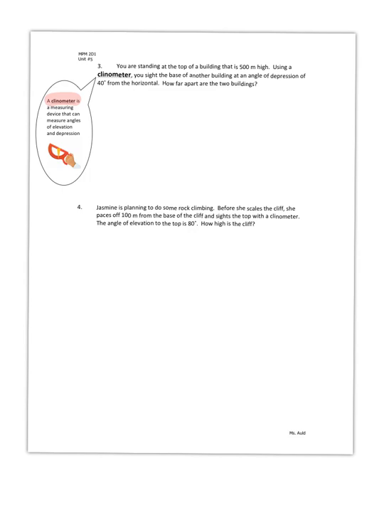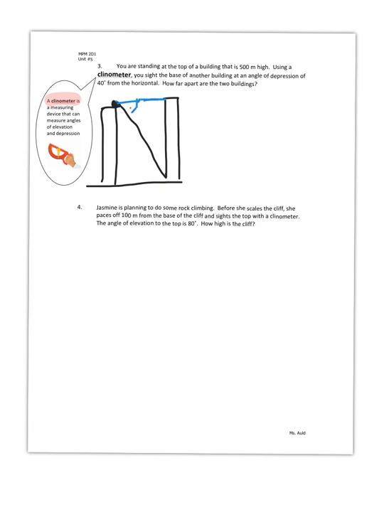It says you're standing at the top of a building and you are 500 meters high. So here's the building and here's the ground, and you're up here. You're using the clinometer. You sight the base of another building. So here's another building, and you're looking down at the base of it at an angle of depression of 40. The way the angle of depression works is here's my horizontal straight out this way and it's looking down. So that's my 40 out there.